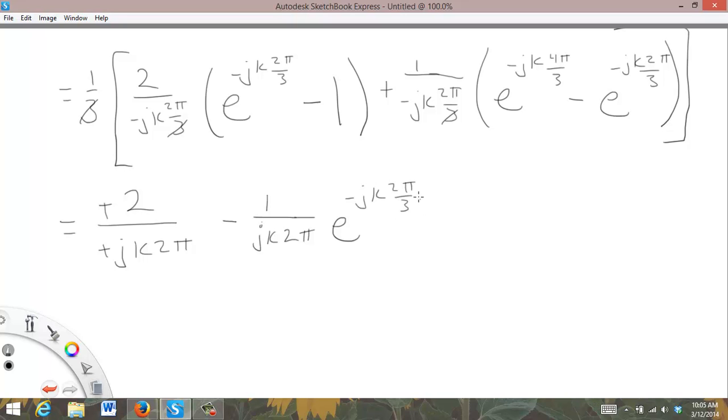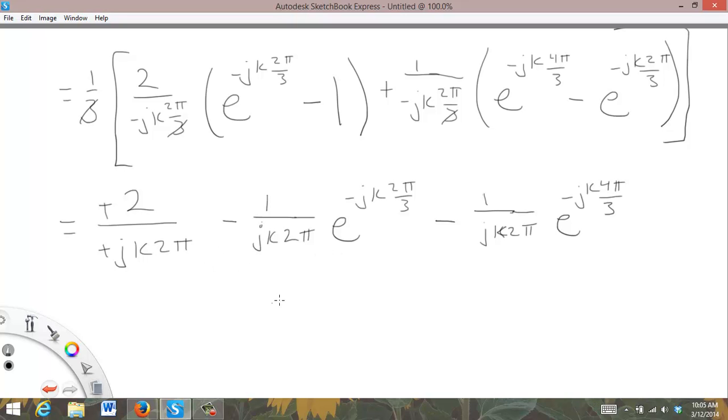And then the last thing I have is minus 1 over j k 2 pi times e to the minus j k 4 pi over 3. So another minus 1 over j k 2 pi, that's a k, sorry, e to the minus j k 4 pi over 3. Alright, and this doesn't apply when k is equal to 0 because I've got a k in the denominator.